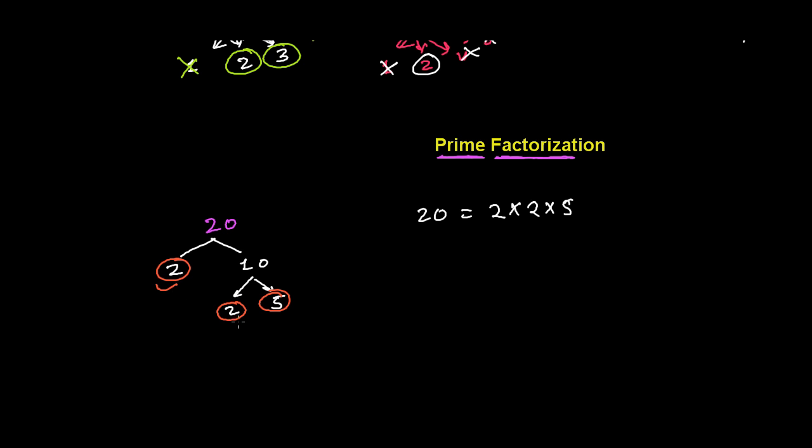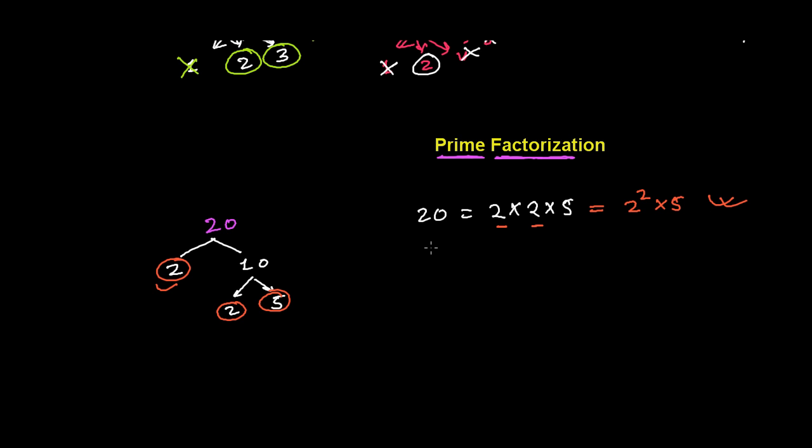So here 2 is repeated twice, that does not matter, right? And times 5. We have already learned the concept of power. 2 is repeating twice, so I can write 2 to the power 2 times 5. I can write it in this way also. All right, so this is called the prime factorization of 20.